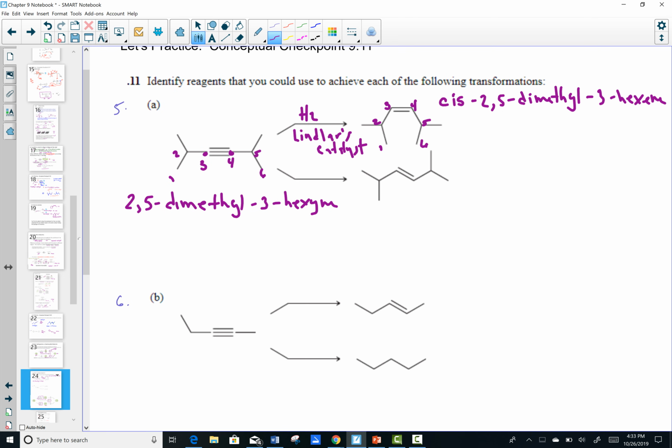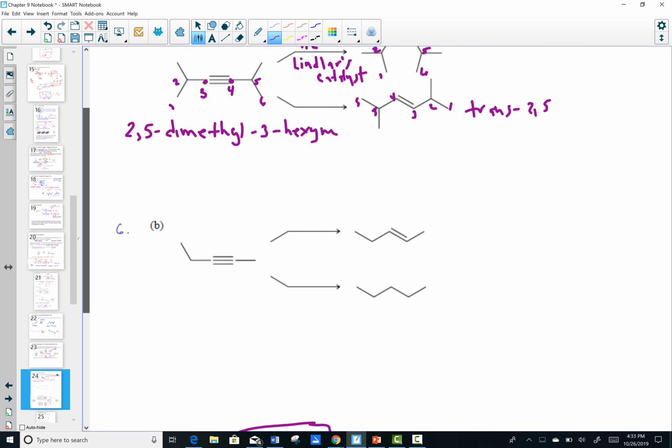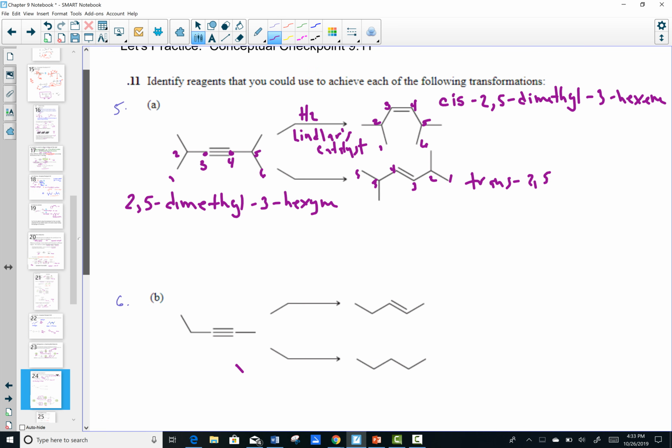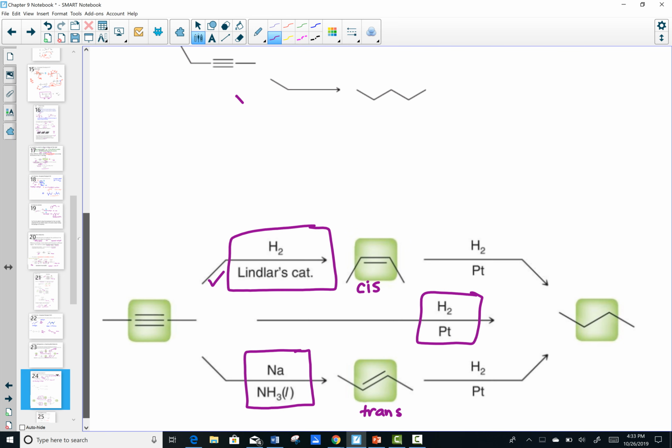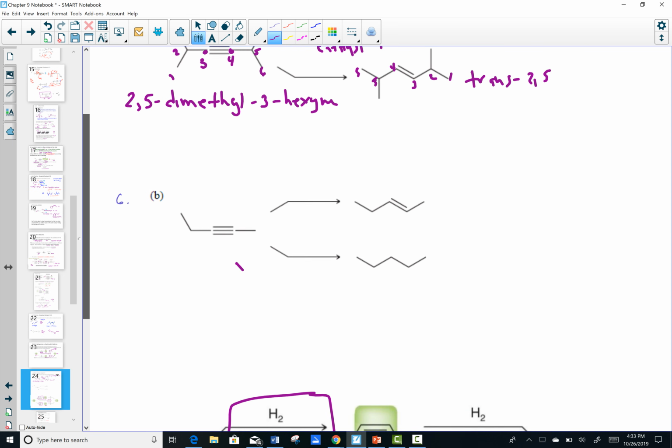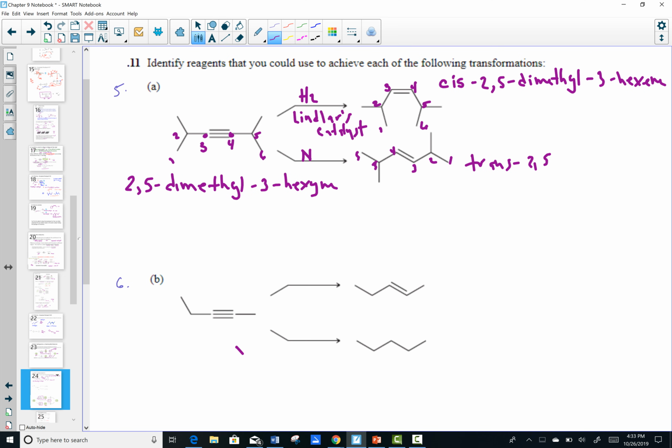Down here, I can see that we have, again, a trans configuration of 2,5-dimethyl-3-hexene. And this time, if I want it to be trans for that particular configuration, we need to pick a different tool. I'm just trying to pull that slide down. We could see that that trans came from the sodium workup, sodium and liquid ammonia. And so that's what I'll be placing on this arrow.